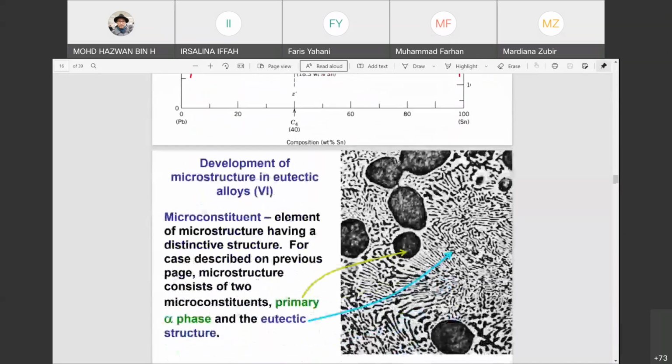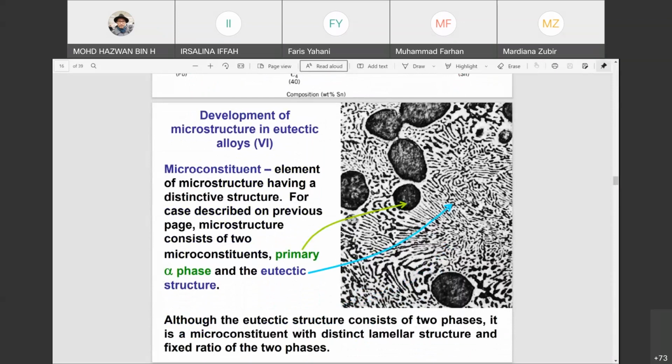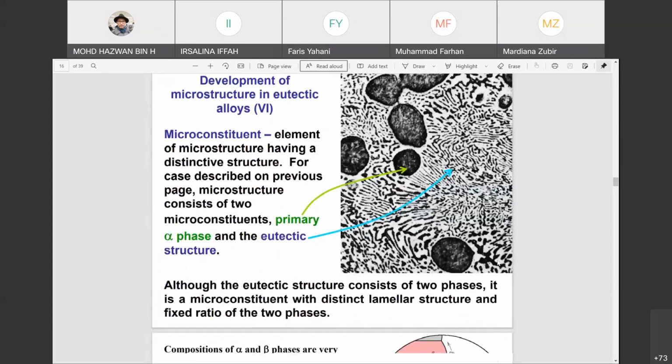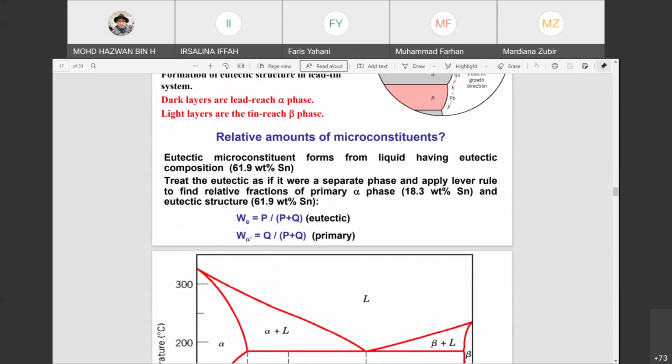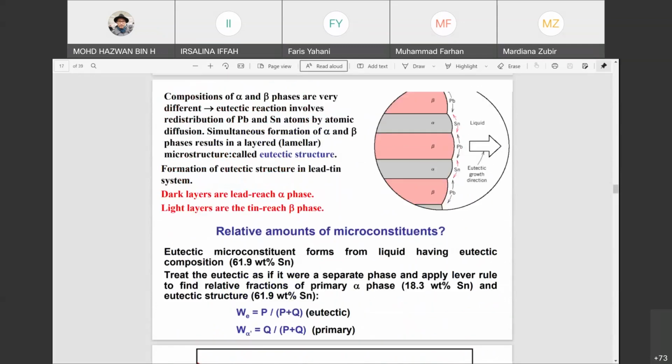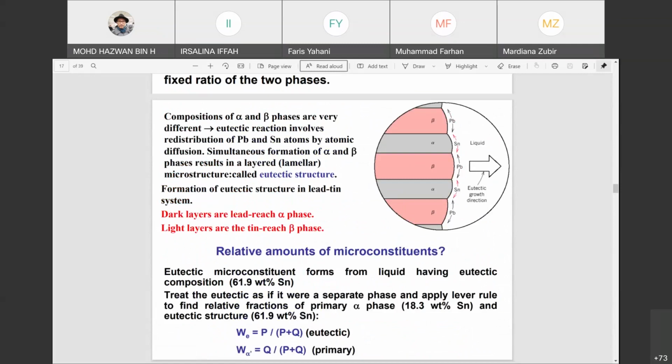So this is the electron microscope image that shows the formation of primary alpha or primary beta. You see the lamellar structure. Bigger grains of primary alpha can be seen over here. The formation of primary alpha or the lamellar structure, I think I have explained earlier.